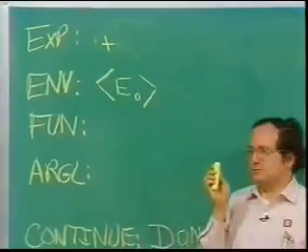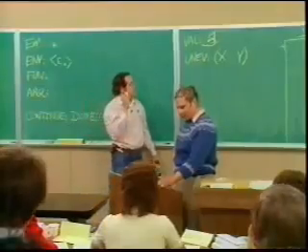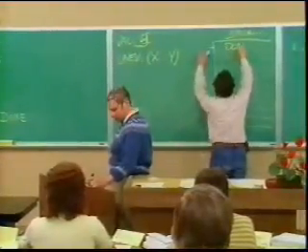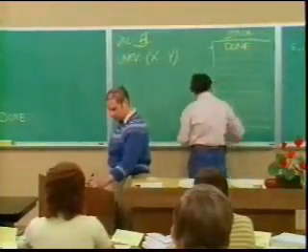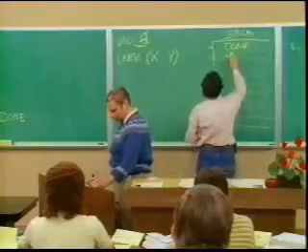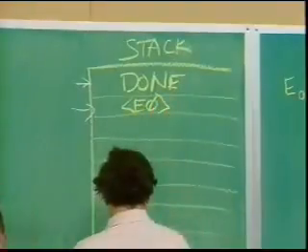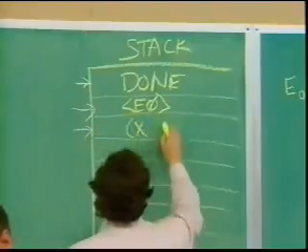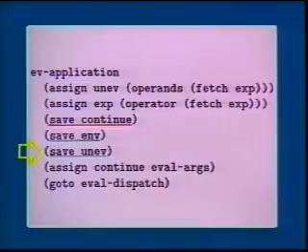Okay. Now we're going to get set up to recursively evaluate the operator. Save the continue register on the stack. Save the environment. Save unev. Okay, assign to continue a label called eval args.